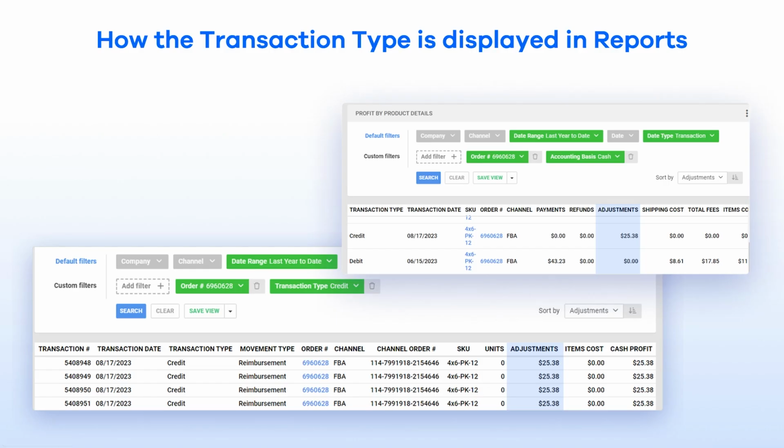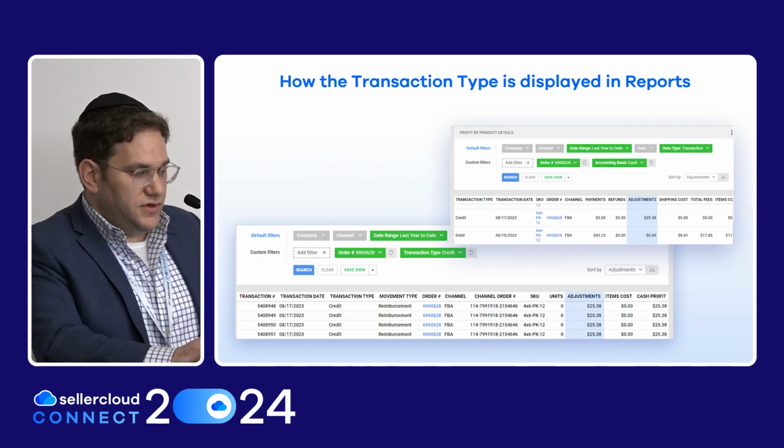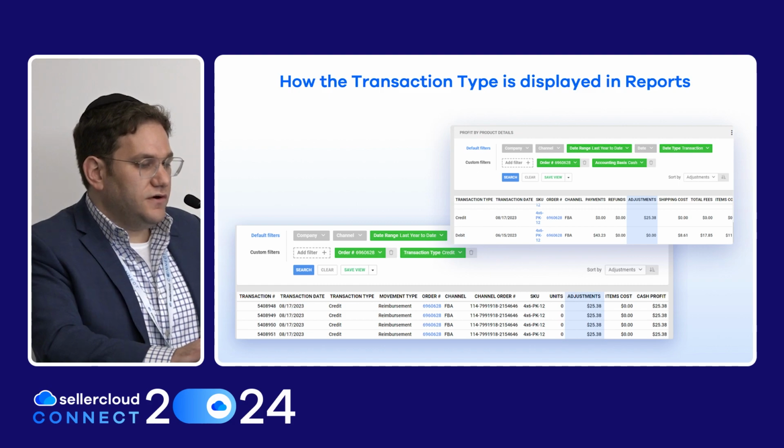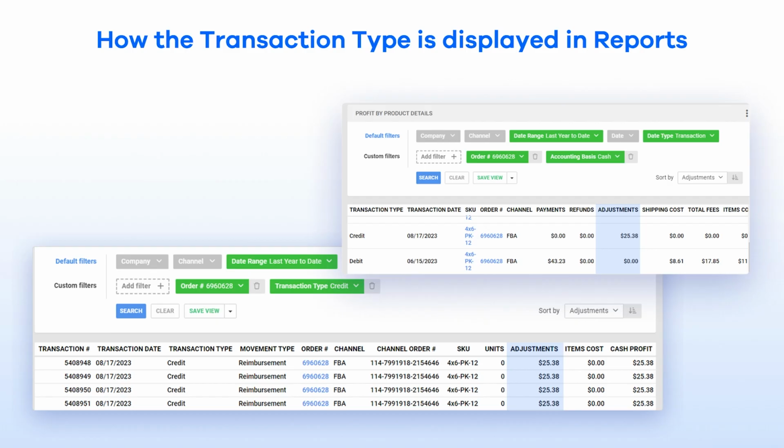Now it's displayed slightly differently in the product profit reports versus the transaction details report. The transaction details report is on the bottom. You see on the third column, transaction type, you have a credit, and the fourth column is movement type, reimbursement. On top, you have the same reimbursement showing up on the first row. There's the credit. It'll just show the transaction type.